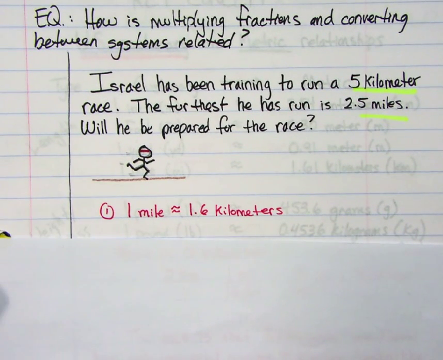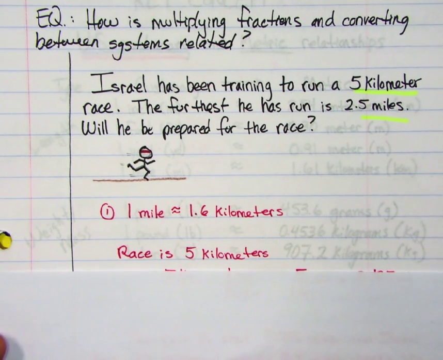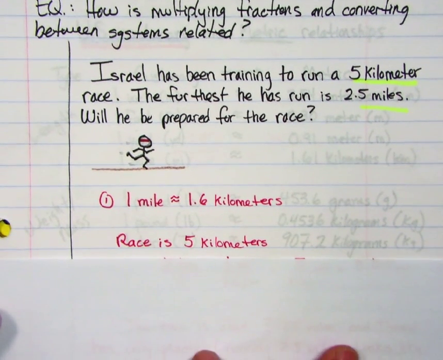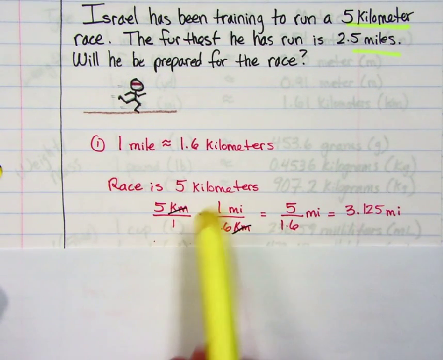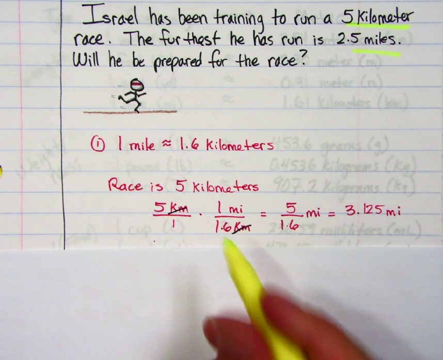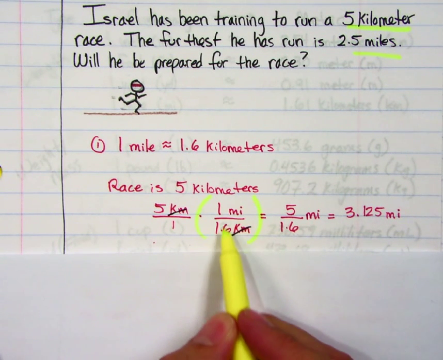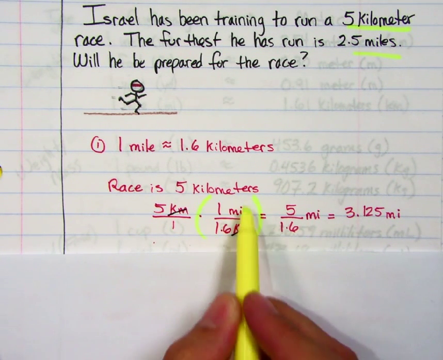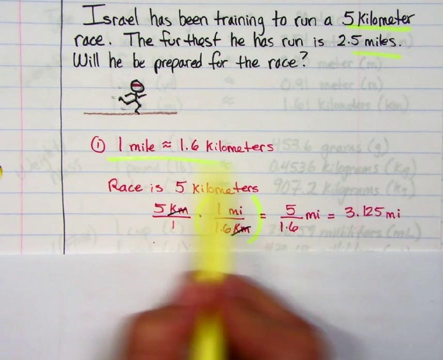I'll tell you now that a mile is about 1.6 kilometers. So if the race is 5 kilometers, we're going to try to figure out how far that is in miles. I write 5 kilometers over 1. And then I'm going to use the conversion factor, 1 mile over 1.6 kilometers. These are equivalent. These are the same, and we figured that out right here.